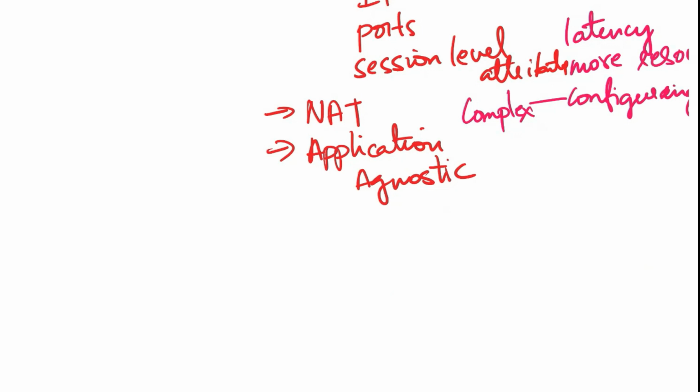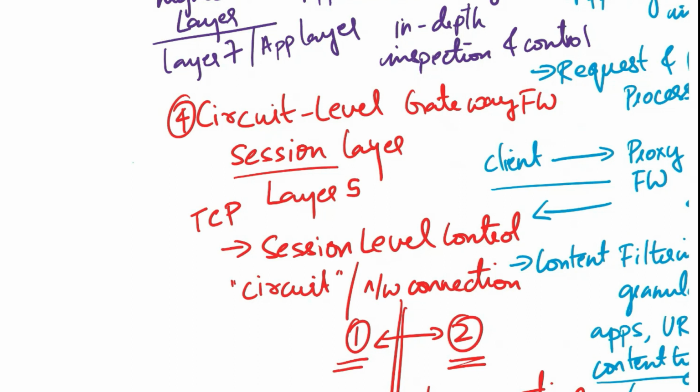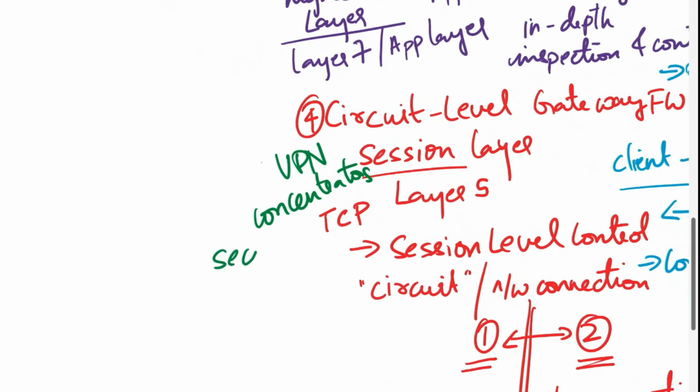They do not examine the content of the data being transmitted, making them suitable for scenarios where only session level control and basic network protection are needed. So, circuit level gateways are often used in situations where a high level of network connectivity is required, but detailed inspection of application data is not necessary or may not be desirable. They are commonly used in VPN concentrators and in scenarios where secure tunneling or connectivity between networks is essential.